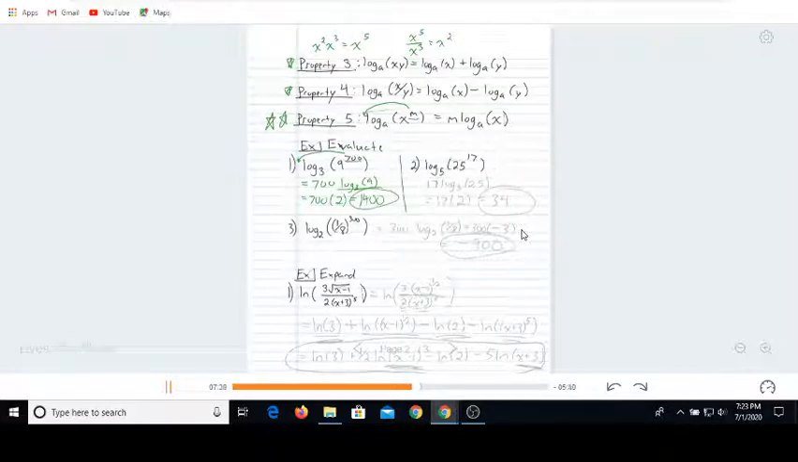So same thing with number 2. You know, pull the power out front, and then it's pretty straightforward from there. Log base 5 of 25. Well, what power of 5 gives you 25? That would be dos, amigo, giving us 34.